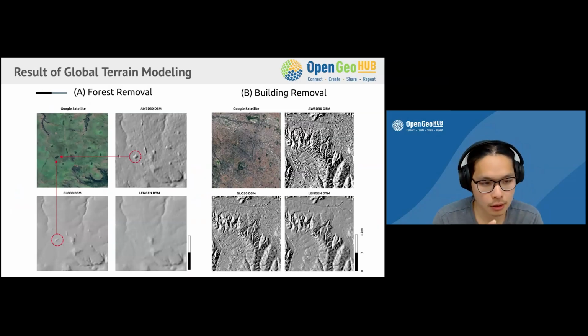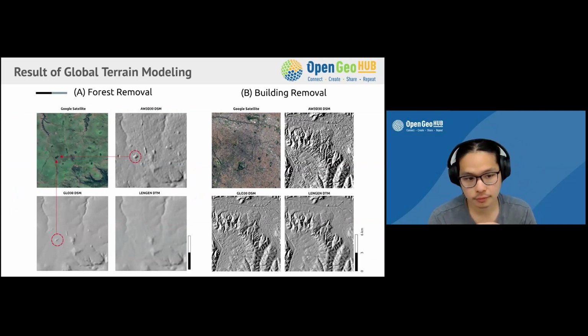And this is also one of the results, where we actually remove the buildings and also the forest. Next one.